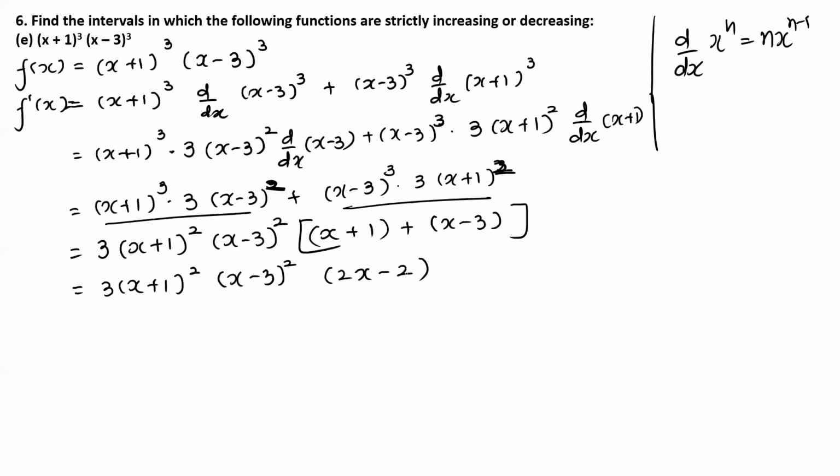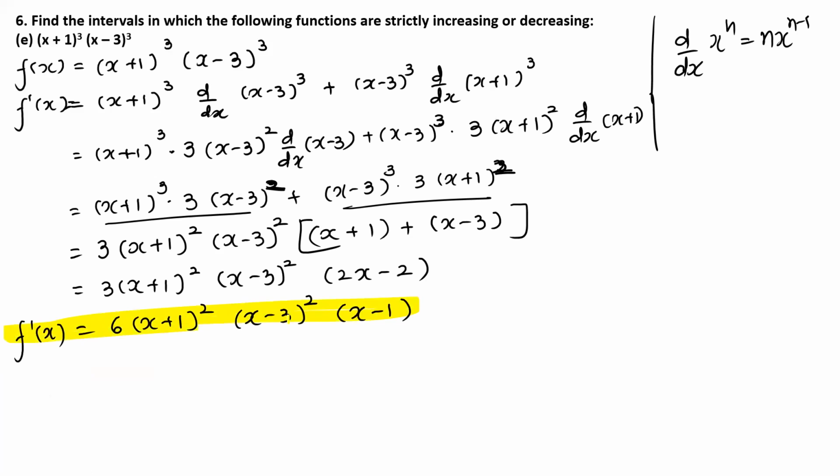Again, we can take 2 common to make it simple. Because ultimately we are going to check its substitution. It is very simple actually, but I'll explain why. This is your f dash x, and it is very important to check whether f dash x is greater than 0 or less than 0. We substitute in this only.